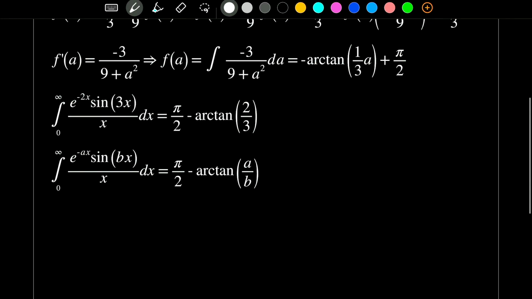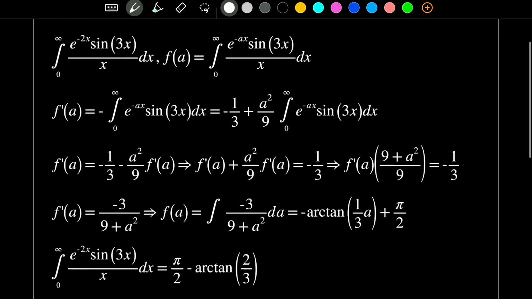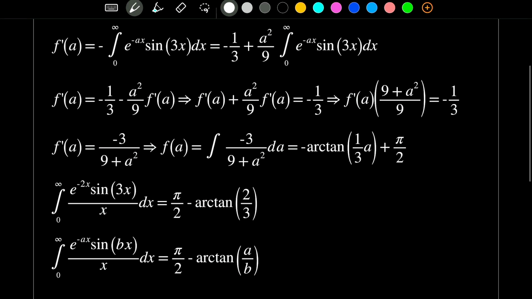Now, one more thing actually to get even more families of integrals is we could keep differentiating this function f of a and get even more functions. So really nice general form of answer here.